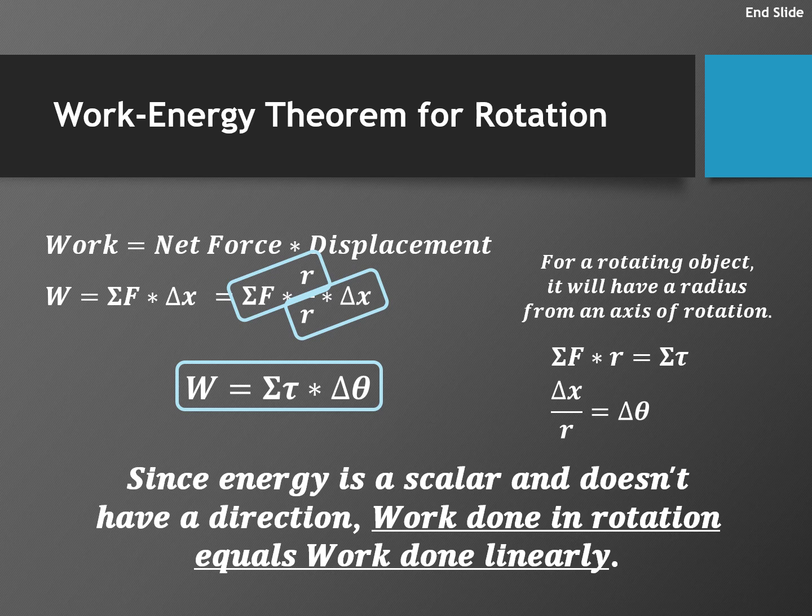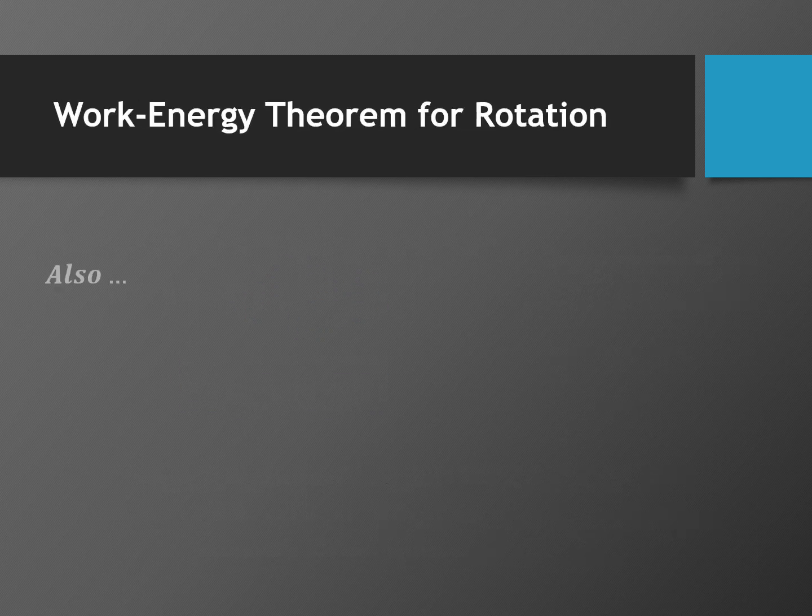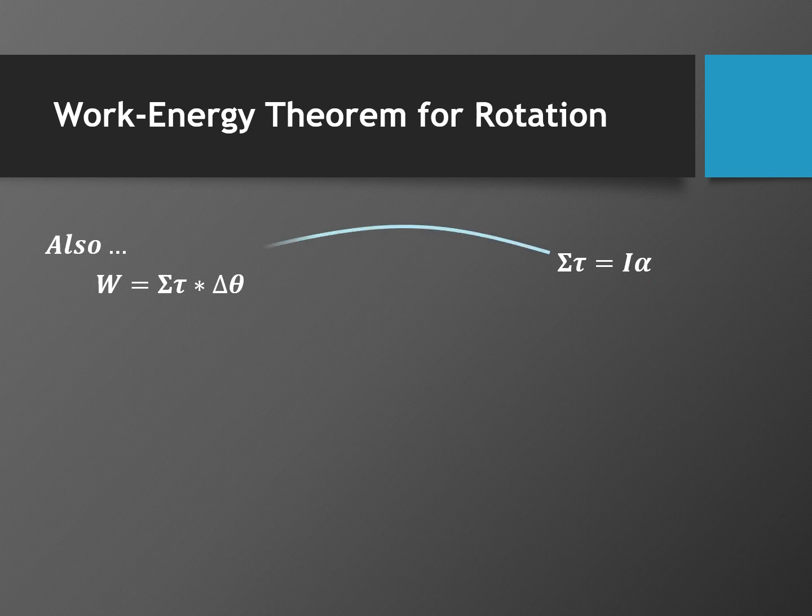And since work doesn't have a direction, rotational work done is also equal to linear work done. So now we're going to use this work equation in order to determine what the work energy theorem is going to be for rotation. So we know that the net torque times angular displacement is going to be equal to work. Net torque is equal to moment of inertia times angular acceleration. So we plug that in, we get moment of inertia times angular acceleration times angular displacement.